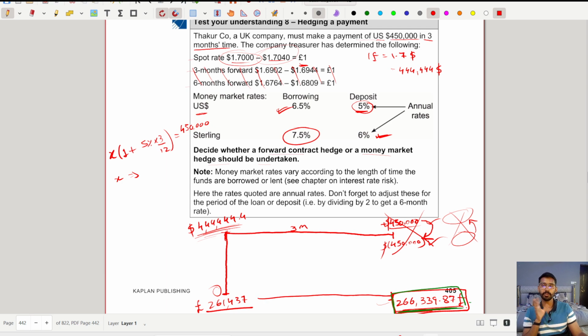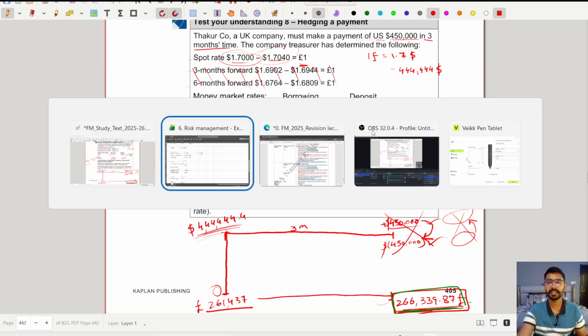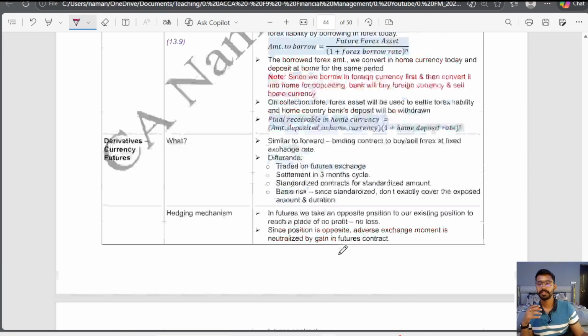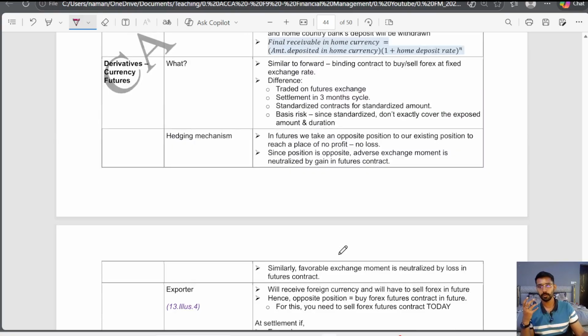The only amount you will receive, the actual amount you will receive, is finalized on day one. That is the amount that you converted on day zero plus interest on it, plus the home currency interest rate on it. That is the way you calculate for exports. That is the way you do money market hedging as an exporter.